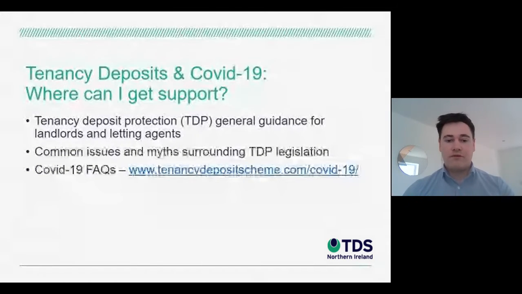So first up, just a little further information on where you can find guidance. Our website has general guidance for letting agents and landlords on a range of matters. We keep the information section of our website up to date with case studies and an array of guides which can be useful. And you can also head over to tenancydepositscheme.com/COVID-19, which is a page we've set up to deal with specific questions arising as a result of the COVID-19 pandemic. And we aim to keep this updated to ensure the information is as useful as possible to yourselves.